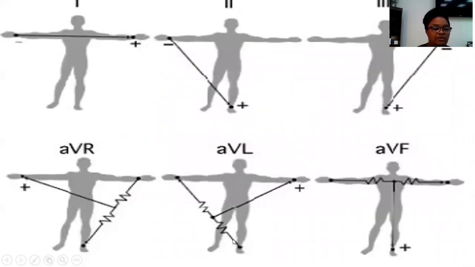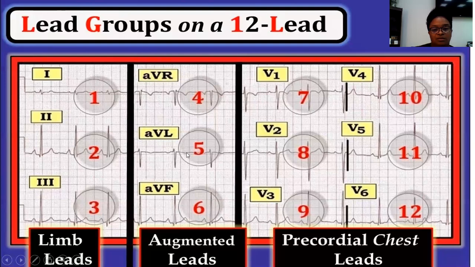Okay, here is another diagram showing you the travel of the current on lead 1, 2, and 3, as well as AVR, AVL, and AVF. Now, if you were looking at a 12-lead EKG, here's where you would be getting your leads from. Remember, leads 1, 2, and 3, AVR, AVL, and AVF comprise your limb leads, and that makes up 6 views of the heart. And then your precordial leads, your V1 through V6, make up the other 6. So that gives you 12 views of the heart, okay?